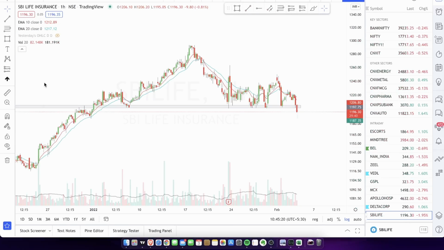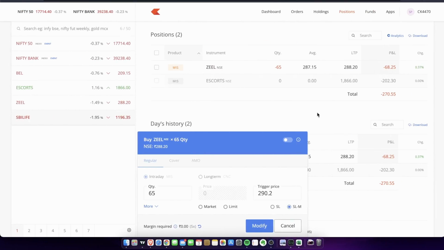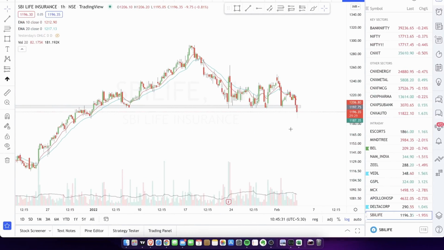So guys, another really good trade caught my eye. However, I haven't taken it purely because of risk management, because I'm already running in losses, and 400 is my maximum risk appetite per day. But look at this structure.